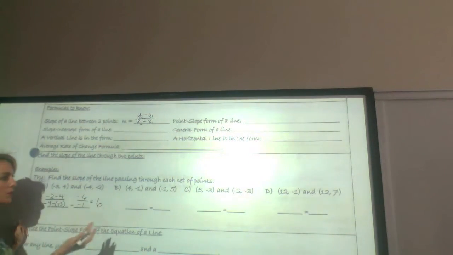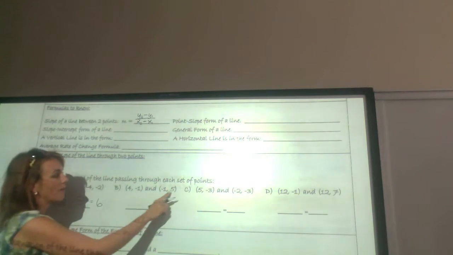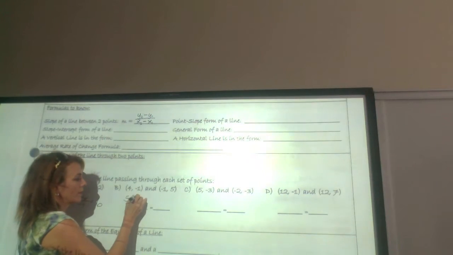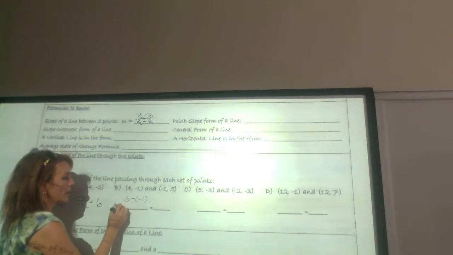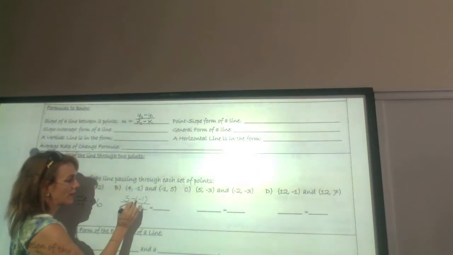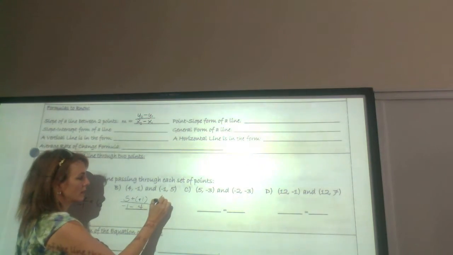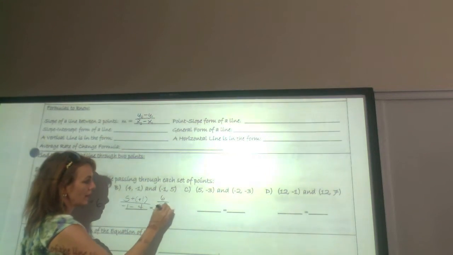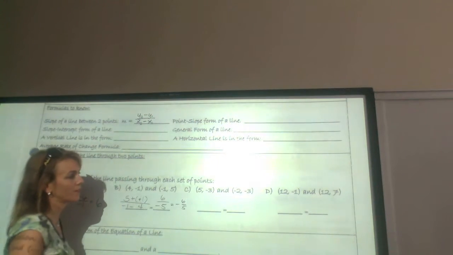Okay, let's do these other points. 5 minus -1, and -1 minus 4. Okay, so I've got 5 minus -1, that'd be 5 plus 1, otherwise known as 6, and -1 minus 4 is -5. So my answer here is -6/5.